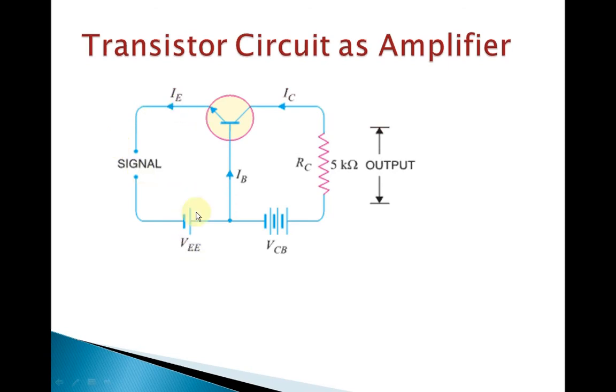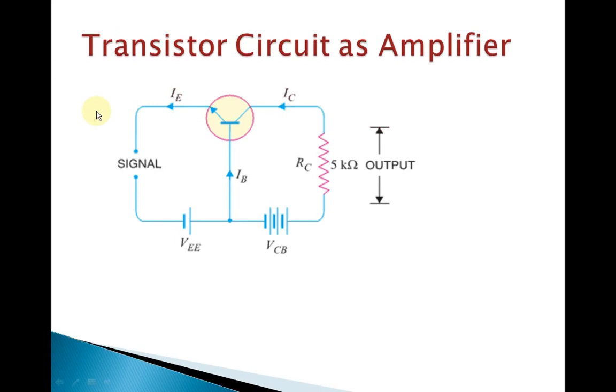So we consider that the change is also 0.1 milliampere, and in the output side, that is the collector side, a load is connected, that is RC, whose value is 5 kilo ohm. So what will be the output voltage? If we consider that 0.1 milliampere is changed, the voltage will be 0.1 milliampere multiplied by 5 kilo ohm, so it will be 5 volt.